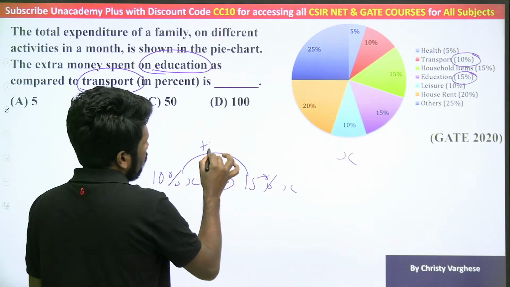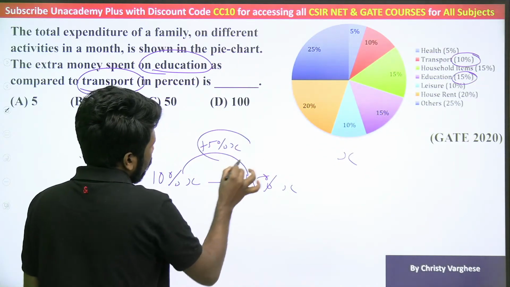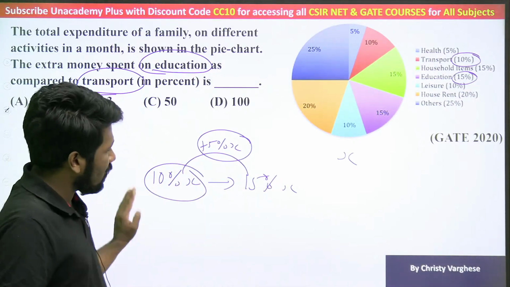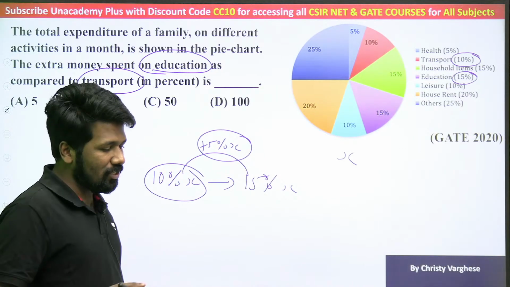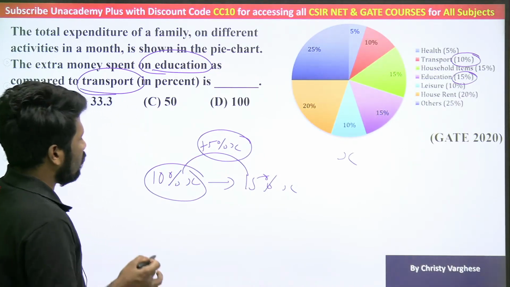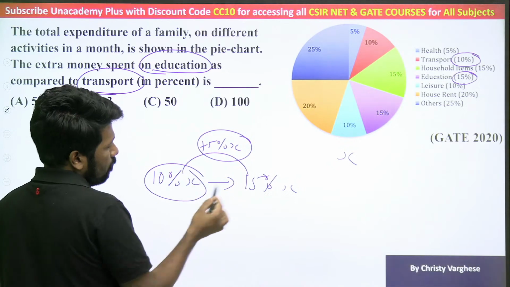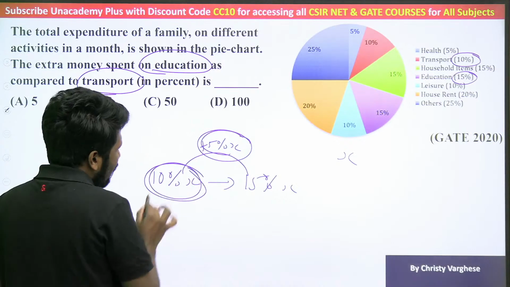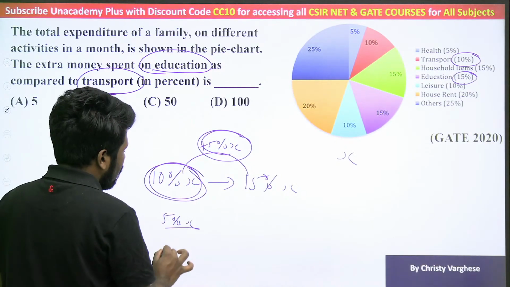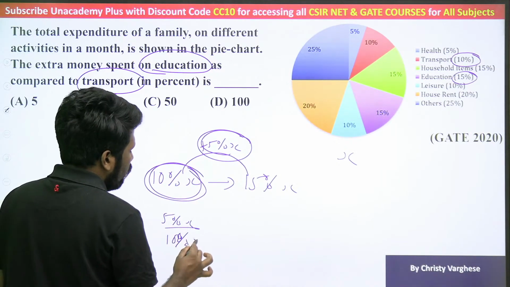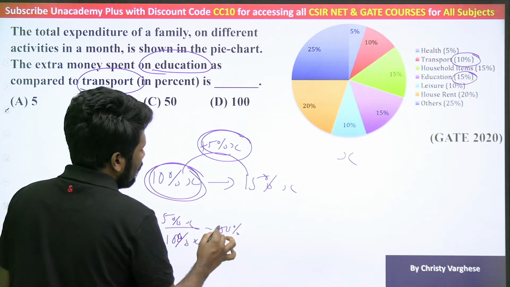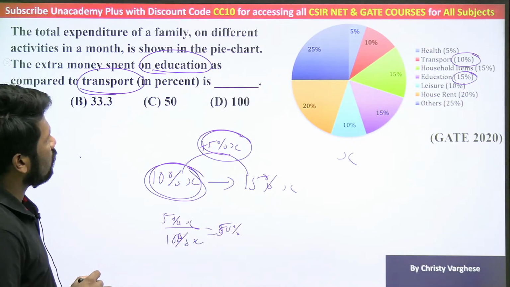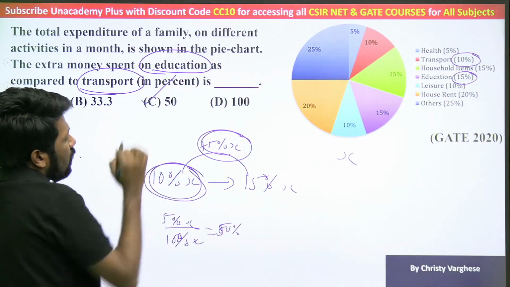The increment is of 5%. 5% of X compared to 10% of X. That is very important. Final value minus initial value by initial value into 100, mathematically speaking. But you don't have to write it mathematically. Think logically: 10% to 15% means a 5% increment. Compared to 10%, how much is the 5% increment? It is 50%. 5 is half of 10, half means 50%. So compared to transport, 50% more.